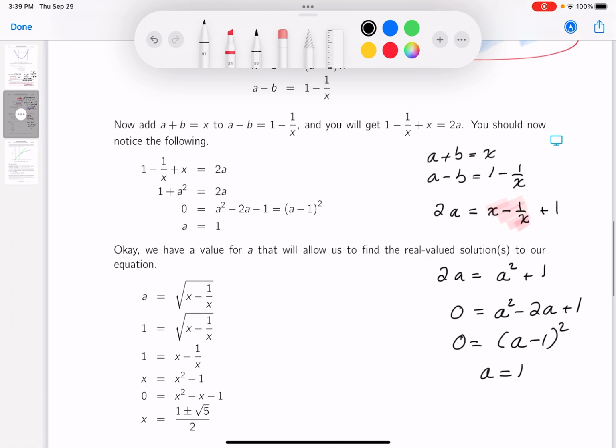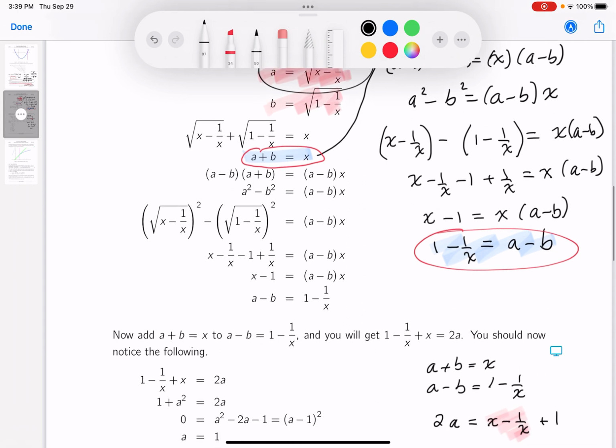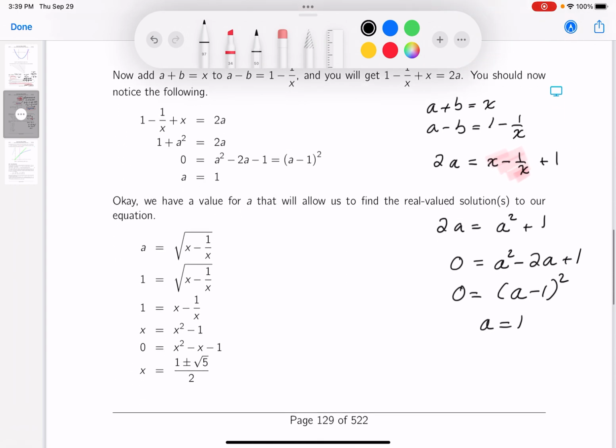And that's my goal. What I would do is I would look at this equation over here, and that's 1 equals that. And I'll write that down for you now. So 1 equals the root of x minus 1 over x. I would square both sides. You would get 1 equals x minus 1 over x. I would multiply both sides by x. You would get x equals x squared minus 1. 0 equals x squared minus x minus 1.